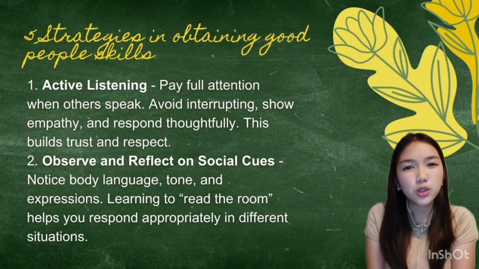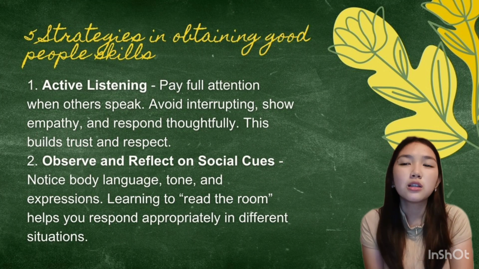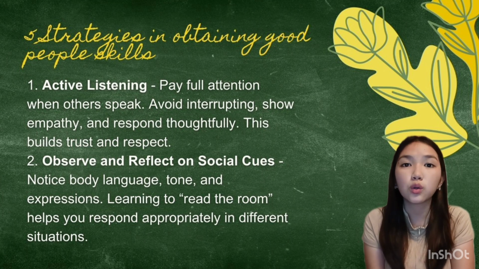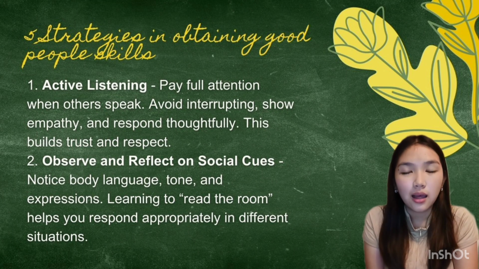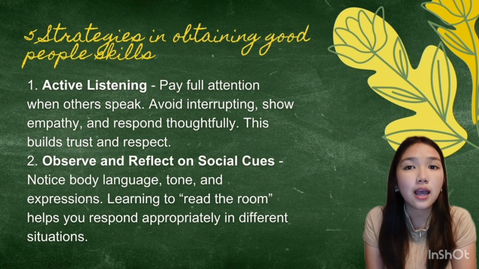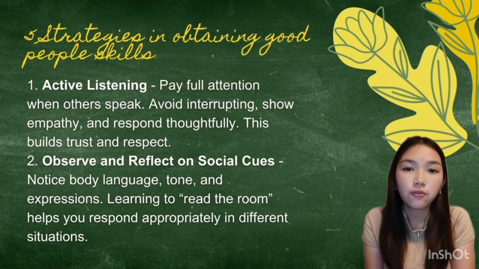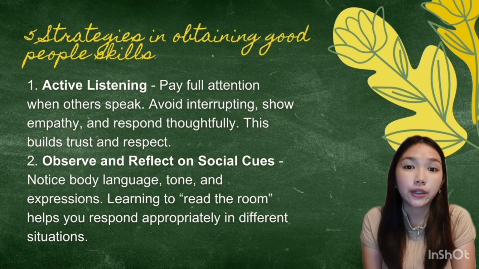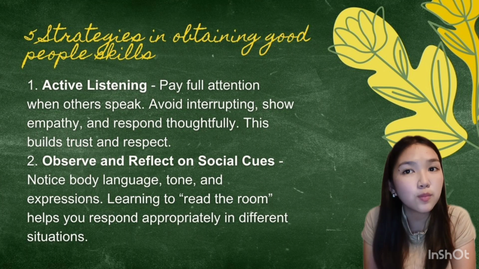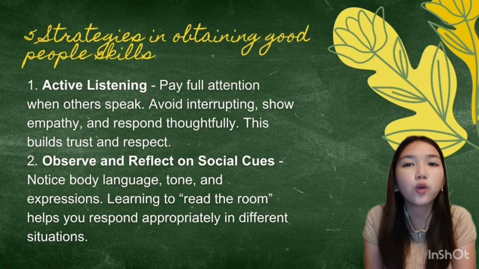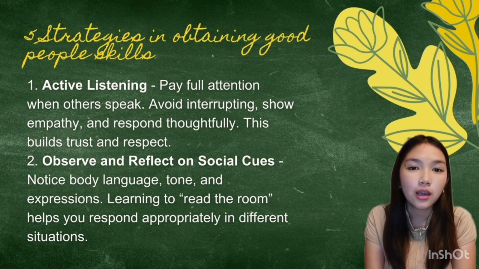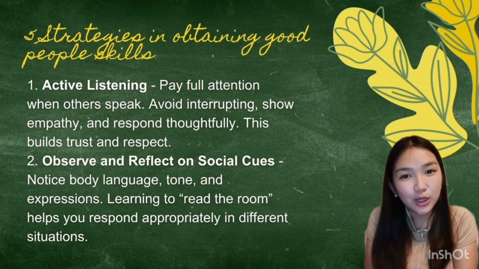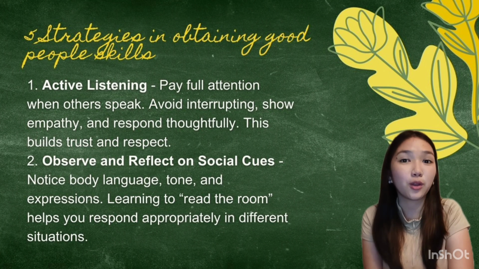Next, we have observe and reflect on social cues. Why do we need to observe? People don't just use words to talk. They also use facial expressions, gestures, and tone of voice. Also, try to understand what someone is feeling by paying attention to their body language. This is one of the strategies that you need to learn, okay? Because this helps you know how to respond in a very kind way. You don't want to be a bad person. So that's why we're talking about this.